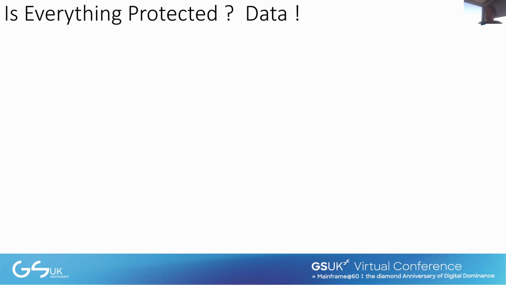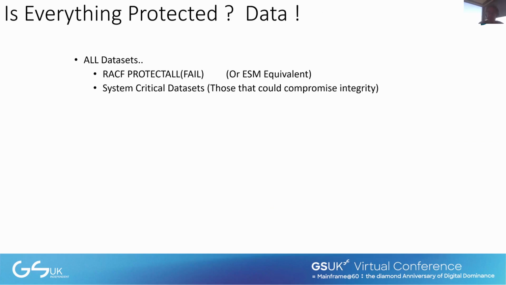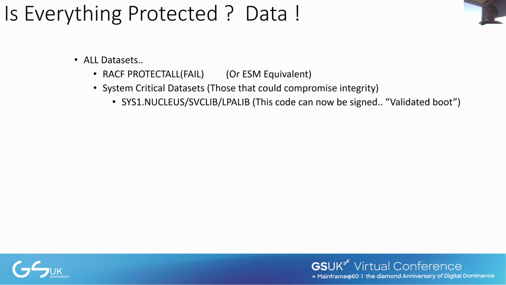Beyond that, then, is everything protected? Well, your data. Okay, we have the data. We're talking about all data sets. There's no brainer here. There's no reason for any data set to be not protected. You have a protect all failure in RACF or the ESM equivalent. The system critical data sets. Integrity. We talked about integrity, and these are things like nucleus, SVC lib, LPA lib.